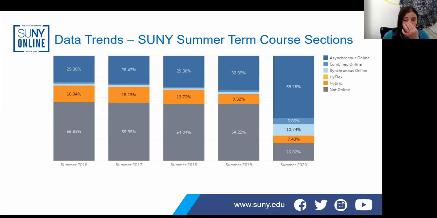High flex is a small yellow band that you really can't see, but it is right there between the orange and the light blue on summer 2020. And then orange is hybrid. So you'll see in summer 2020, there are, of course, a lot more asynchronous and synchronous courses offered than there typically would have been in any other summer. So this data for summer is complete. So this is what the trend looks like for the summer.